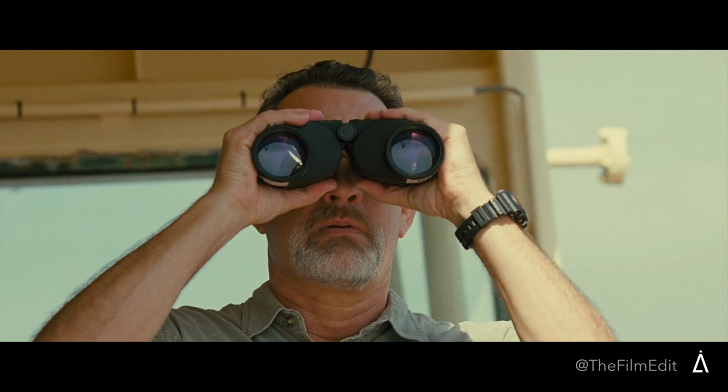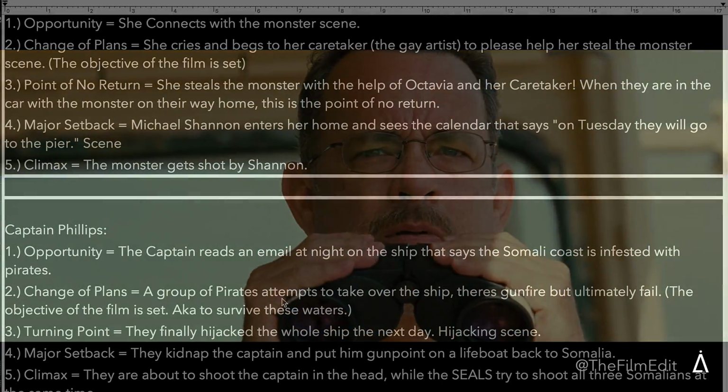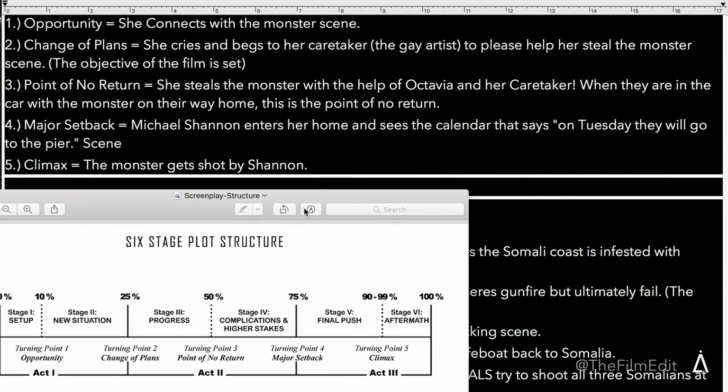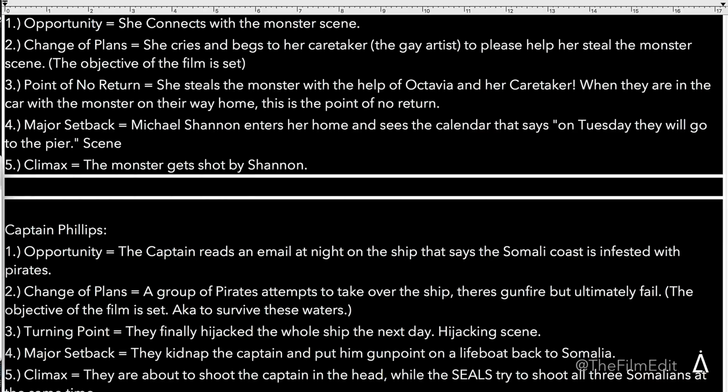The objective of the film is to survive. And so right there, change of plans. So now that pirates essentially tried to take the ship, there's a clear objective to survive. So right here, opportunity, point one, is usually a setup of conflict where our regular life has changed, but now this is where the objective is set because something drastic just happened. So a group of pirates attempts to take over the ship.